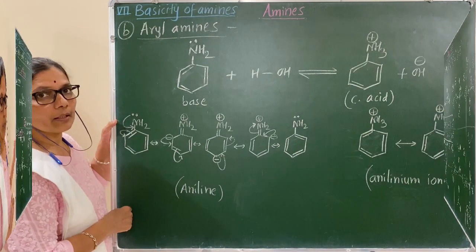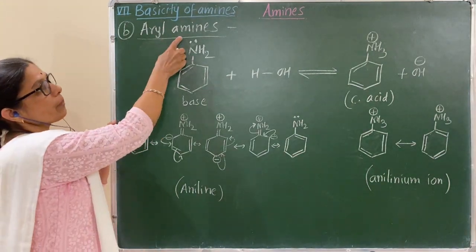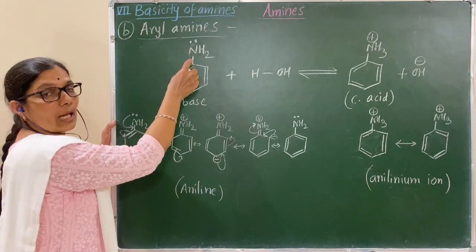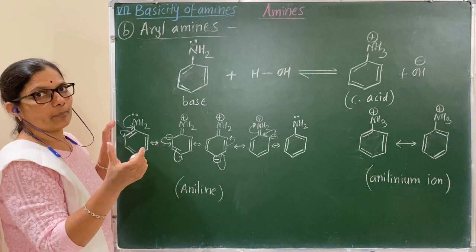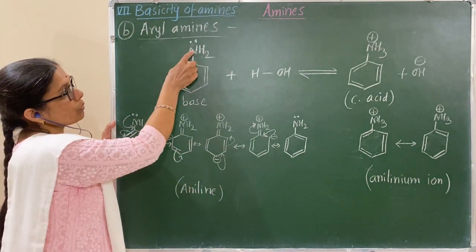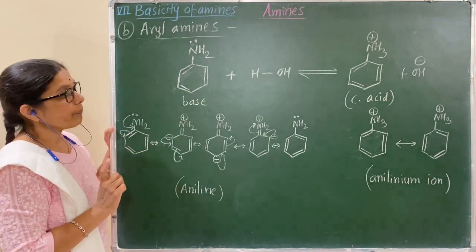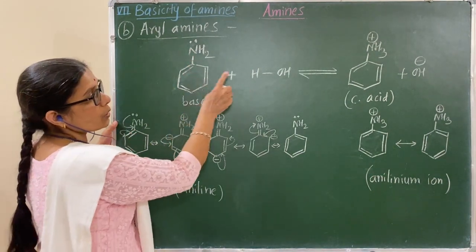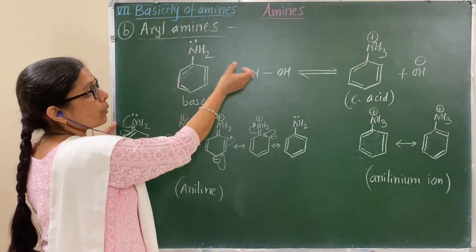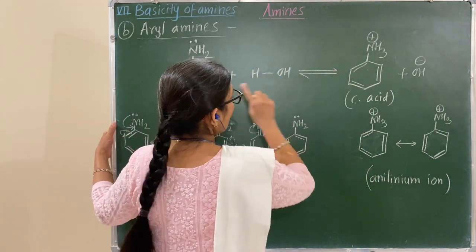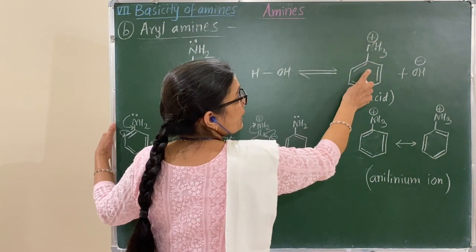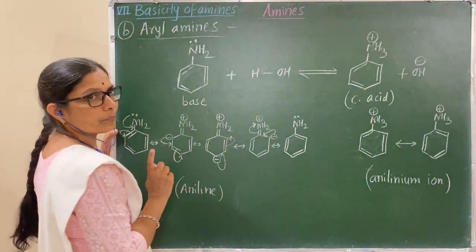Okay? Next, consider aryl amines, that is aromatic amines. Means the NH2 group is directly attached to the aromatic ring. Consider one example, aniline. Okay, here the NH2 group is attached to the benzene ring. Now see this. Here, when it is dissolved in water, what happens? It attracts this H+ proton to form its conjugate acid. Okay, this cation is formed. This is an anilinium ion.